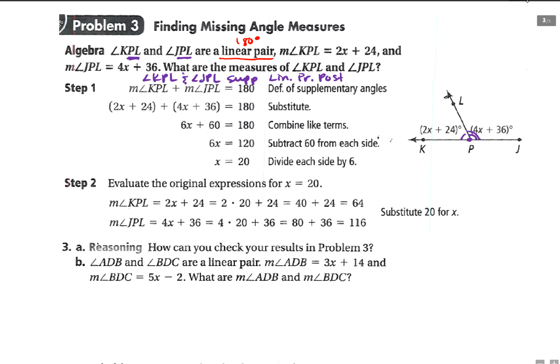I substitute in, do my math, and I get x equals 20. Now that's not what I was asked for. I was asked to find the measures of the angles. So we substitute back in, and we get the measure of angle KPL is 64 degrees, and the measure of angle JPL is 116 degrees. And if we want to check that, we can just add them together. 64 plus 116 is 180 degrees. All right, pause the video and you try it.